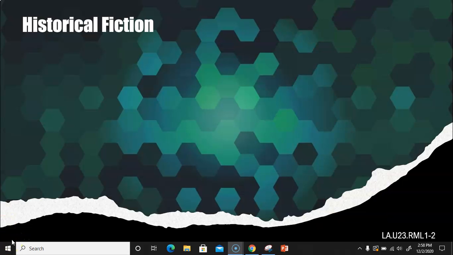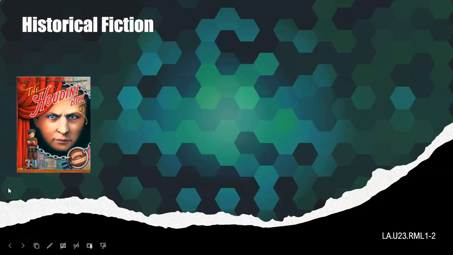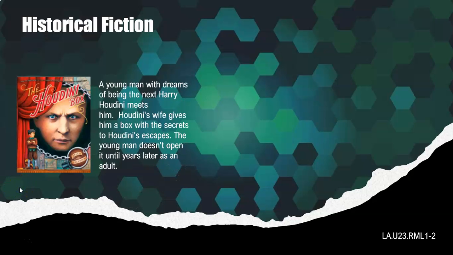All right, guys, let's take a look at some of those examples of historical fiction. Now, these examples might be familiar to you because your other fourth grade teachers have done an amazing job reading these stories to you. So we've already seen historical fiction in the Houdini box. As a reminder, Houdini box: a young man with dreams of being the next Harry Houdini meets him. Houdini's wife gives him a box with the secrets to Houdini's escapes. The young man doesn't open it until years later as an adult. A little bit of a synopsis to kind of jog your memory.